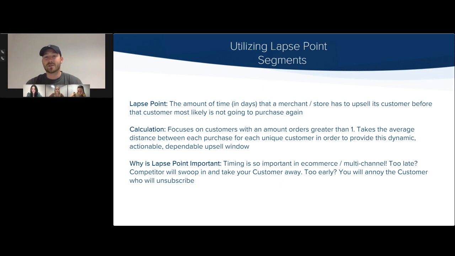You're actually going to go to store settings. In the second group of data, you're going to see lapse point right there under data preferences. What a lapse point is, is the amount of time in days that a merchant or store has to upsell a customer before that customer is most likely not going to purchase again. So let's say your lapse point is 100 days. If I buy from you today and 100 days pass, the chances of me buying again become very, very, very low.